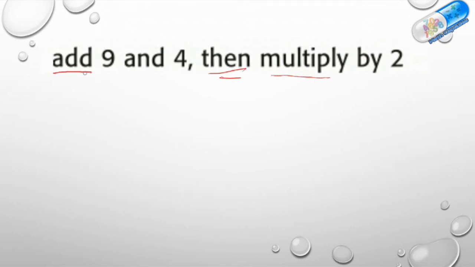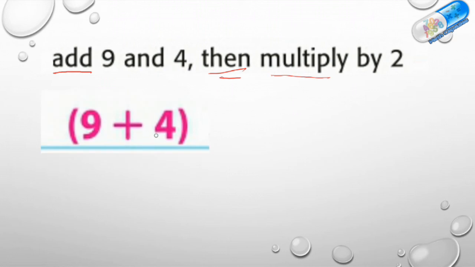Okay, another example. Add 9 and 4. Then multiply by 2. Again, we have add, then multiply. And because we have add first, and addition cannot come before multiplication unless we put parentheses, we will write 9 plus 4 inside parentheses like this, then multiply by 2.